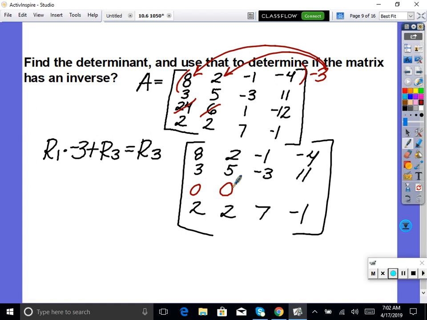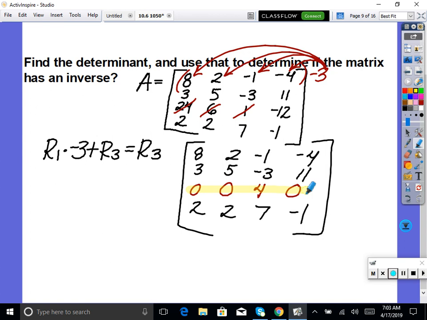Do you guys see how this is coming out nicely? -3 times -1 is 3. 3 plus 1 is 4. -3 times -4 is 12. 12 plus -12 is 0. So now it's going to be a really easy one to do for the most part compared to what it would have been. So now you say, okay, to find the determinant, what I'm going to do is pick the row or column with all the zeros, or as many zeros as possible.